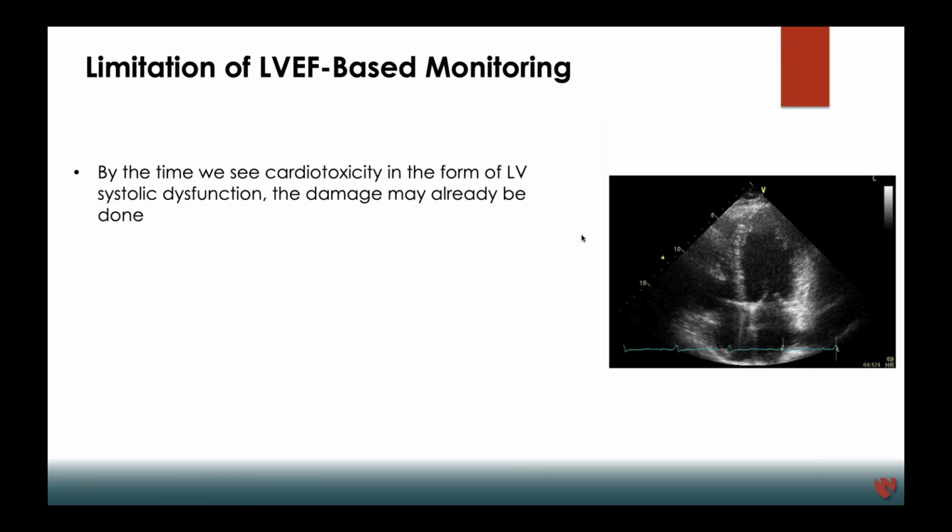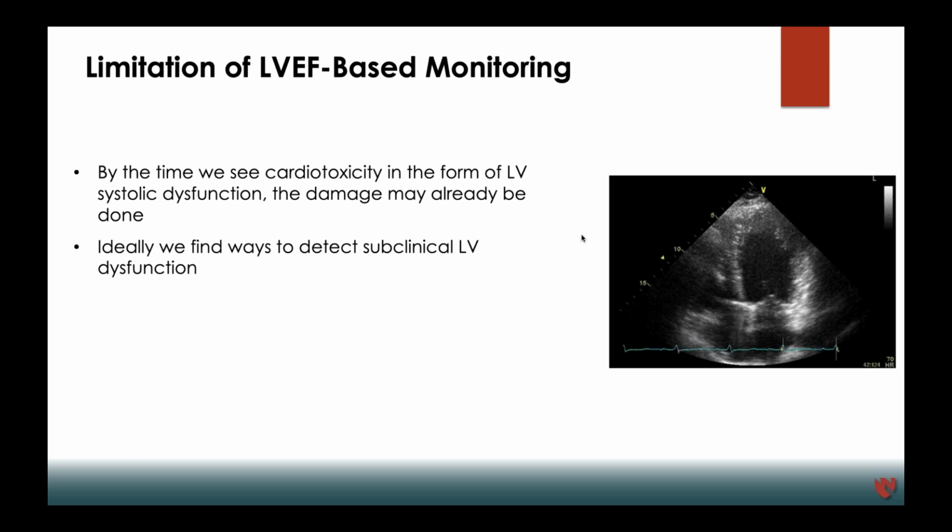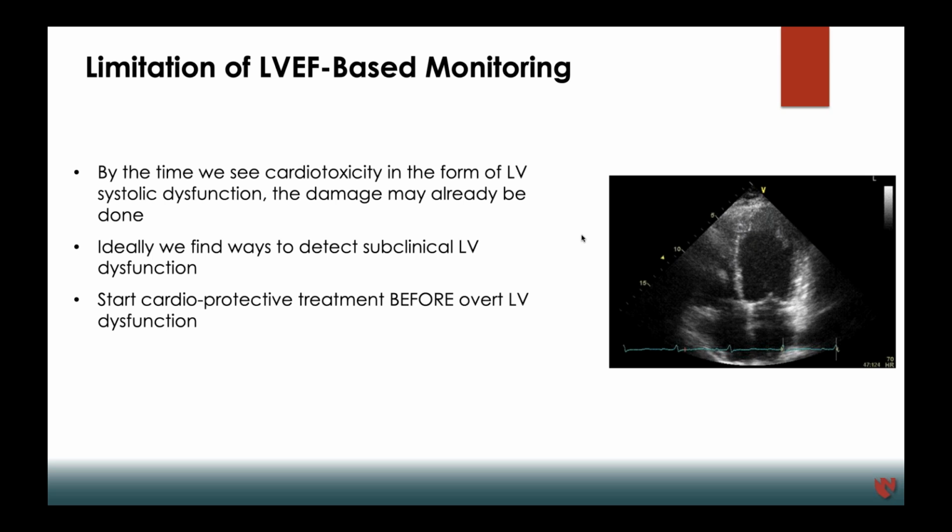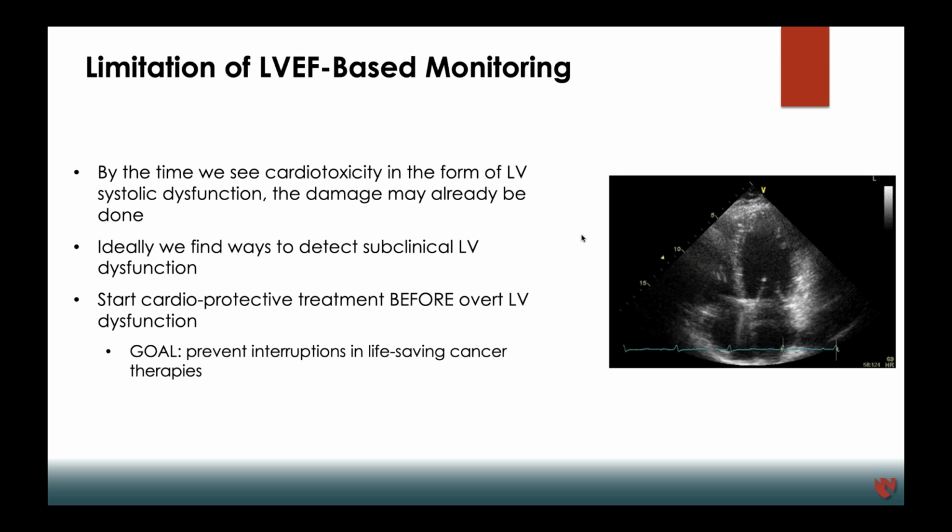Okay, so inherently we do have some limitations to just using LVEF to monitor for cardiotoxicity, because a lot of times when we see that drop in ejection fraction, the damage may already be done. Sometimes with trastuzumab that might be reversible if you withhold the treatments or put the patient on an ACE inhibitor or beta blocker. But hopefully we'd find a way to detect subclinical LV dysfunction, so we can potentially implement cardioprotective treatment before you see that drop in ejection fraction, and prevent interruptions in life-saving cancer therapies.